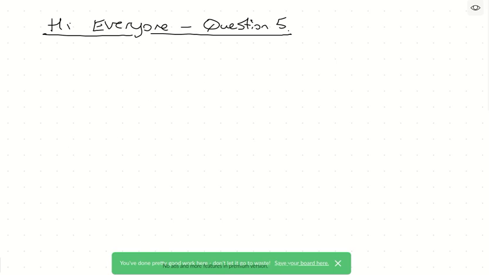Okay, hi everyone. This is question 5. I'm quickly knocking up for you. So let me draw it first. Always got to draw it. Even though you're given the diagram, draw the thing out. I can't emphasize it enough.